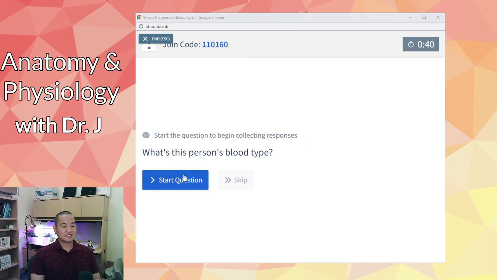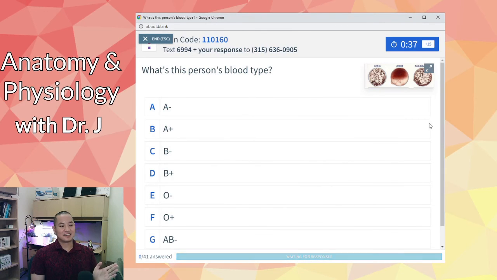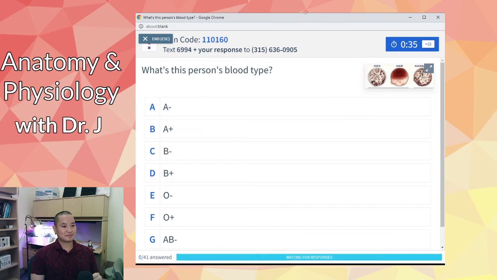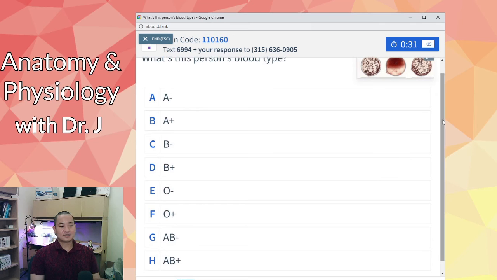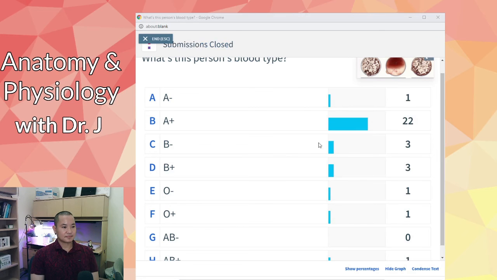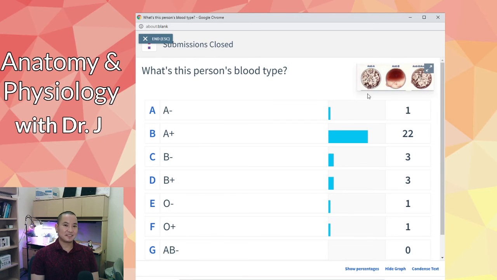Now let's put this all together. What is this same sample? What is this person's blood type? For this class, these are the only 8 blood types I'll test you on. Most of you said A positive, and again, anti-A, that means we do have agglutination, we do have the antigen there. So therefore it is A something.